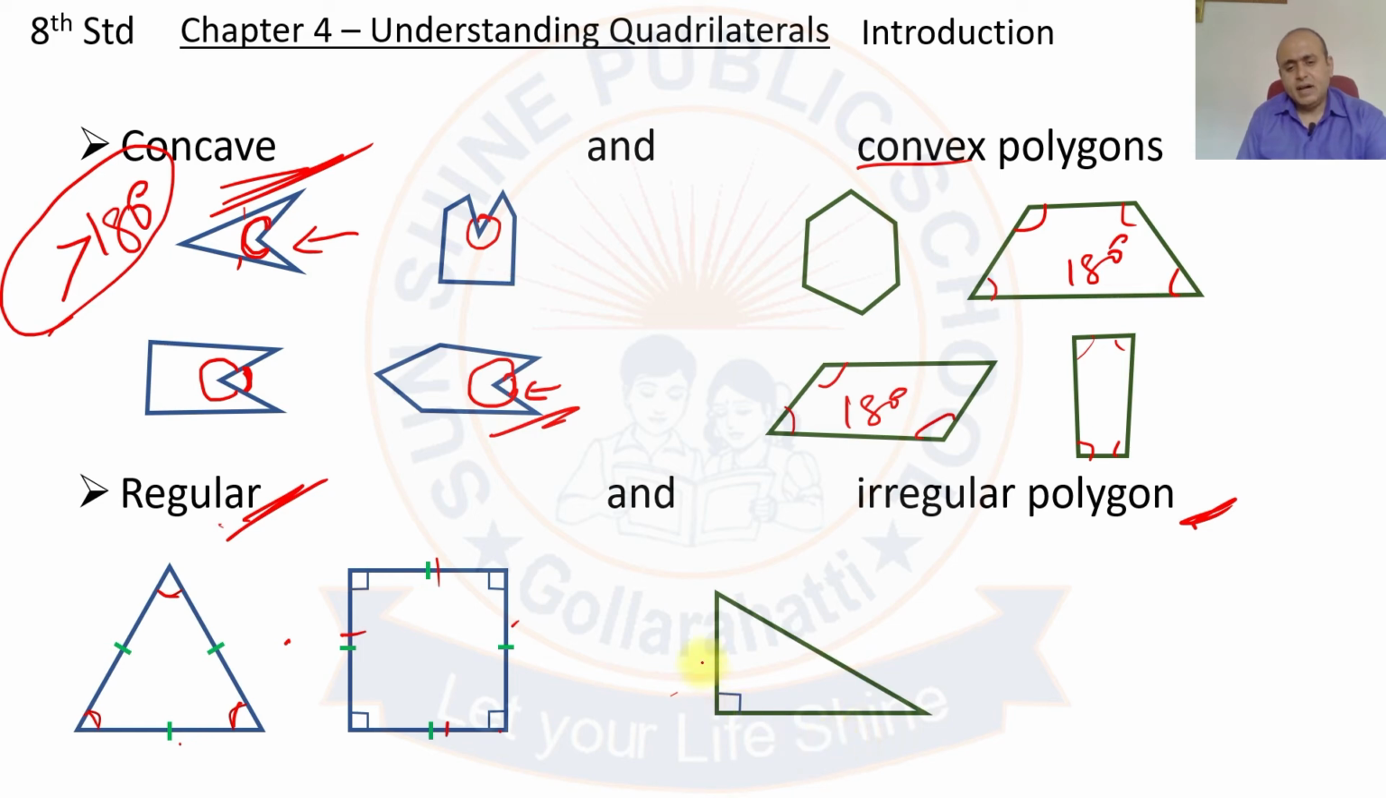Let us see the diagram. I have taken a triangle here. On one side we have 90 degrees and another angle is less than 90 degrees, and the sides are also not equal. Therefore this figure is called an irregular polygon. One more diagram. I take a rectangle. Here you can see all angles are equal, but all sides are not equal. Only the opposite sides are equal. Therefore this diagram is also called an irregular polygon.